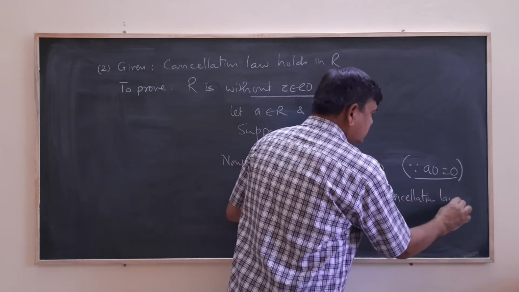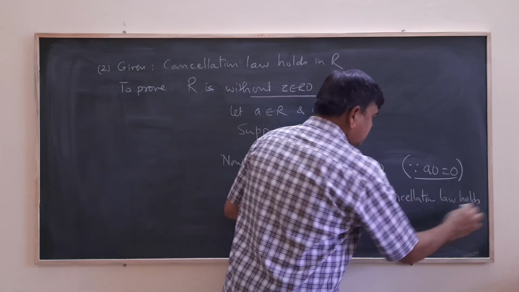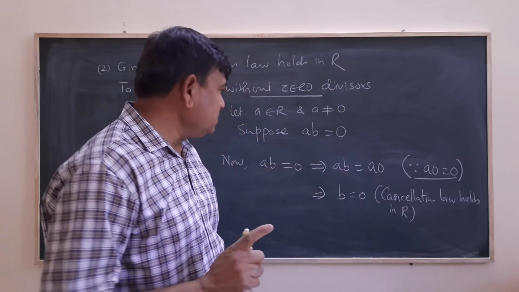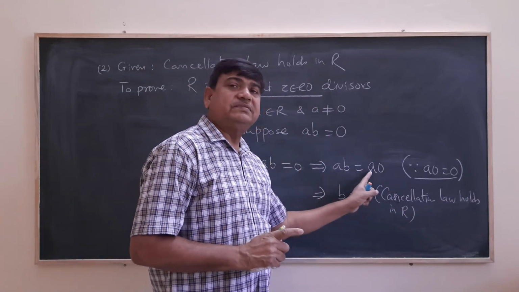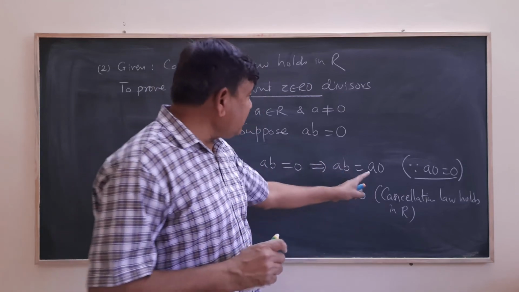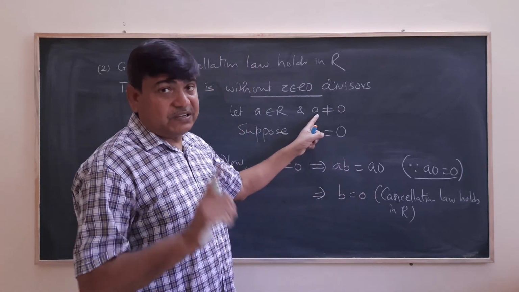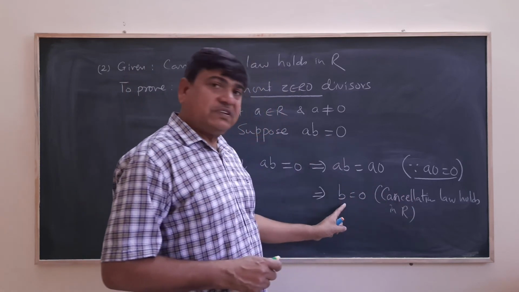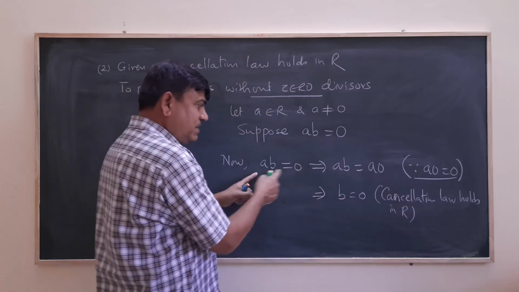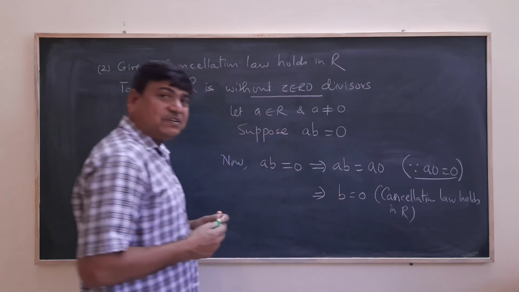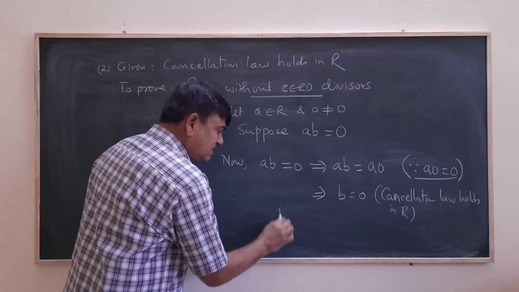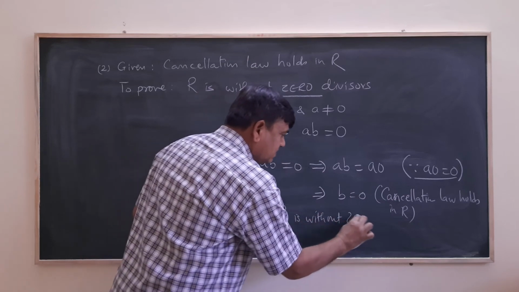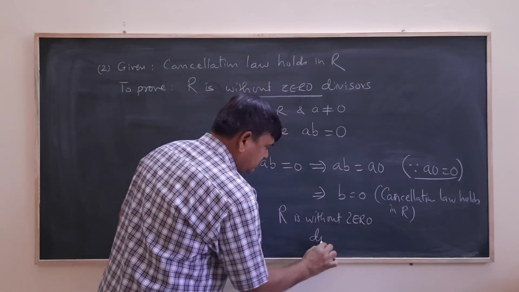Cancellation law holds in R. If cancellation law did not hold, I could not cancel this. These do not cancel, and this will cancel only when A is not equal to 0. We wrote it under the cancellation law. So cancellation law holds, so I can write this one. Therefore, AB equals 0 implies B equals 0. Therefore, R is without 0 divisors.